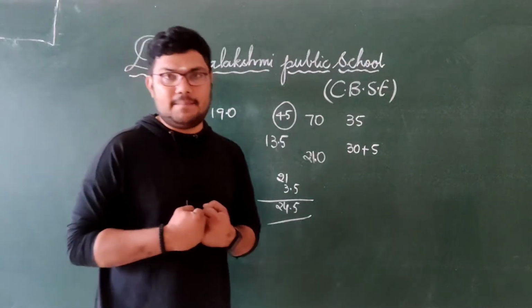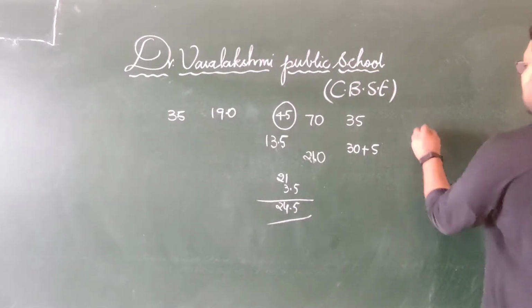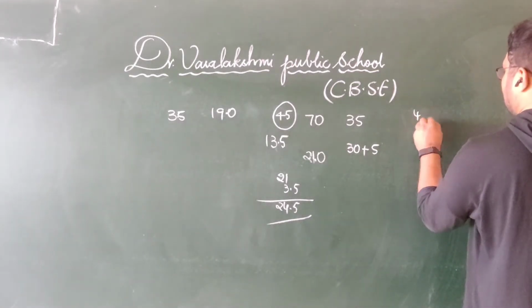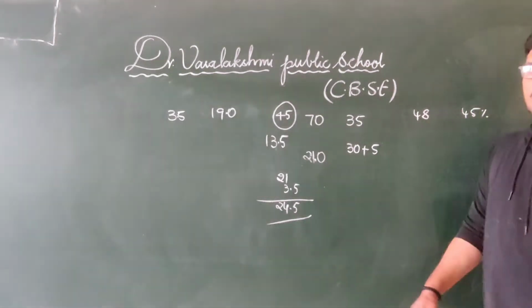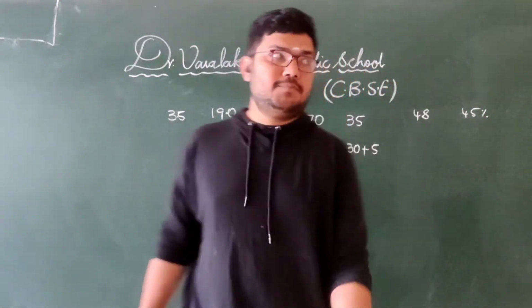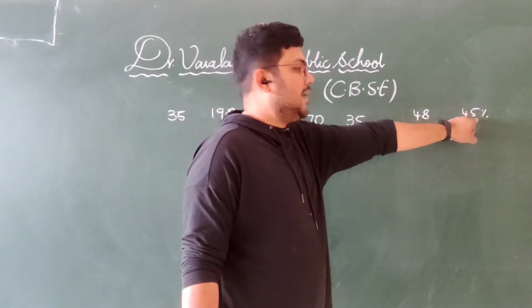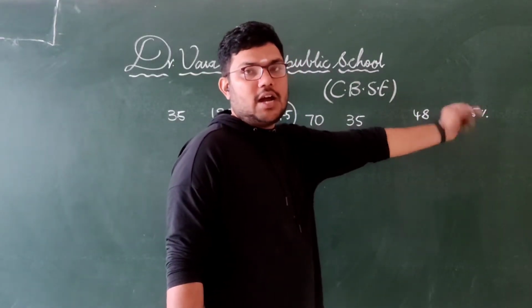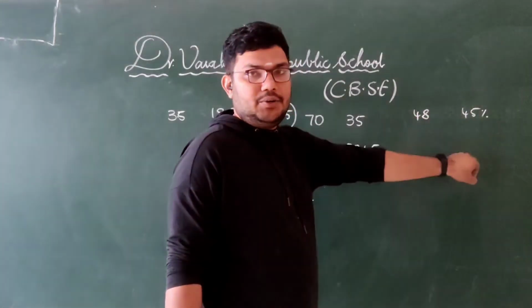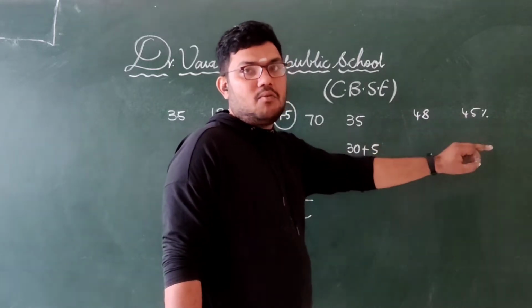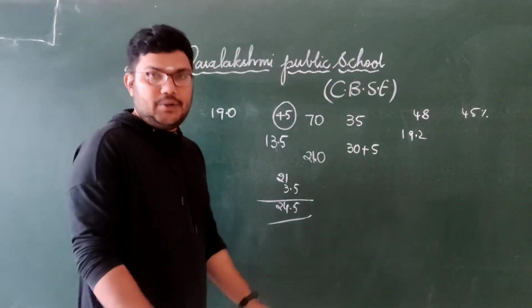Let us go with another example. What is 45% of 48? I already said to split that into two parts: 40 plus 5. 40 means you have to multiply with 4. 4 times 40 is 160, 4 times 8 is 32. 160 plus 32 is 192. I am keeping a dot here: 19.2.